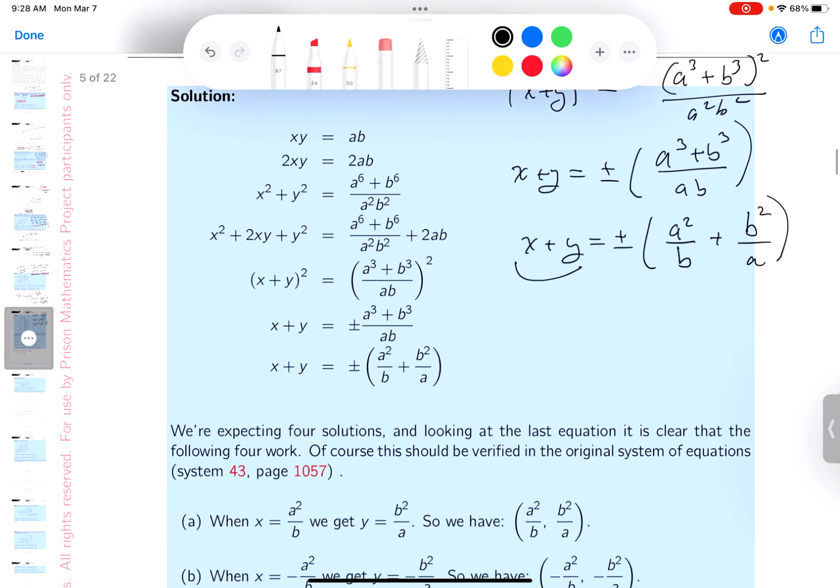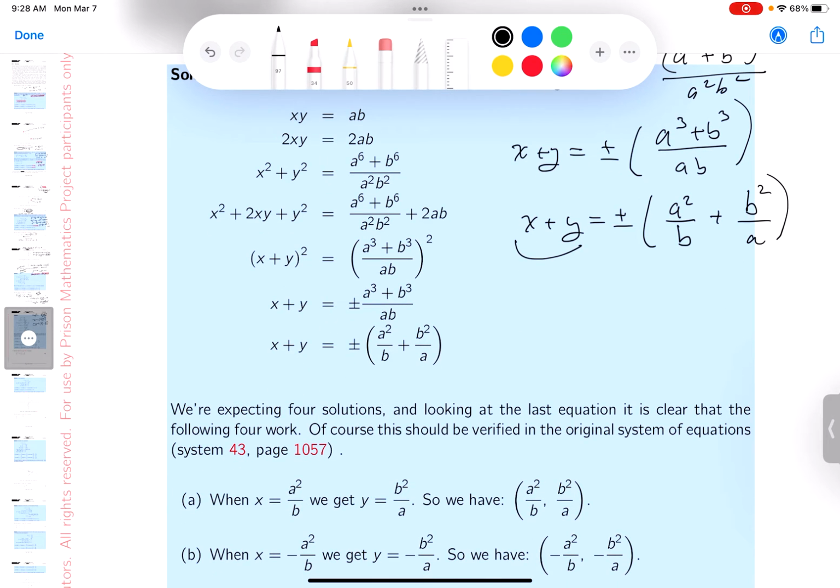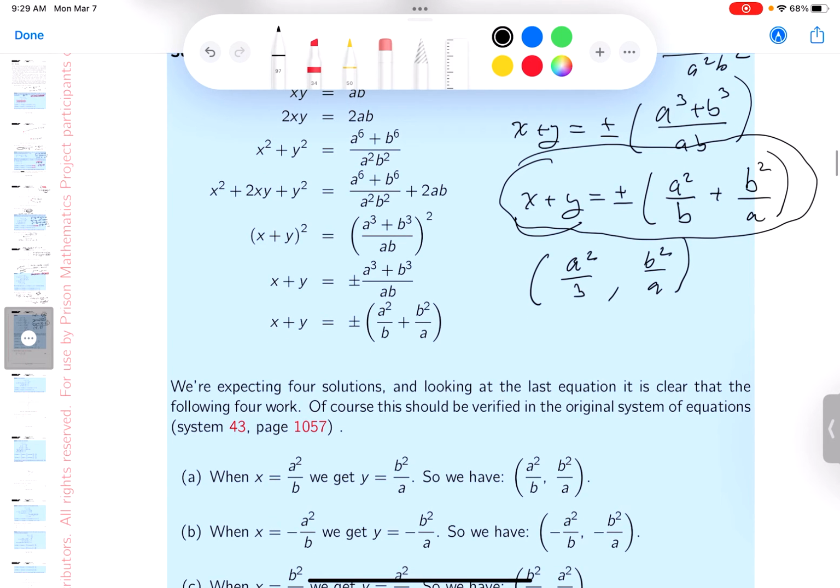So I'm going to write down what appears to be 4 solutions to the problem over here. Again, I got a combination over here, and I'm focusing on this now. So maybe it's a squared over b, that's the x, and b squared over a. I could write that one down. I could also write down b squared over a, comma, a squared over b, right? I did the plus part. Let's do the minus part now.